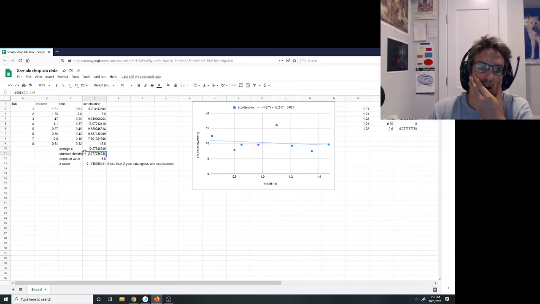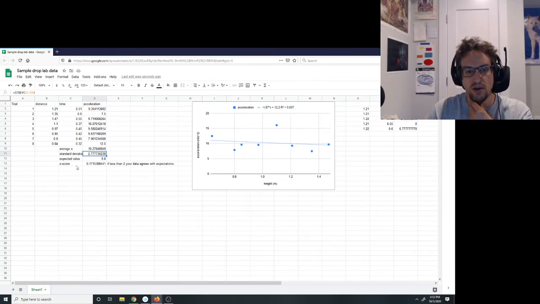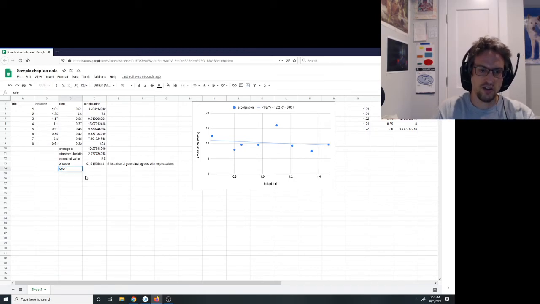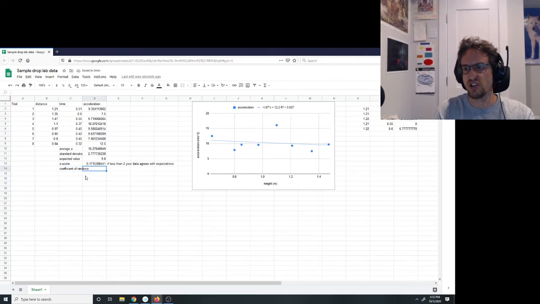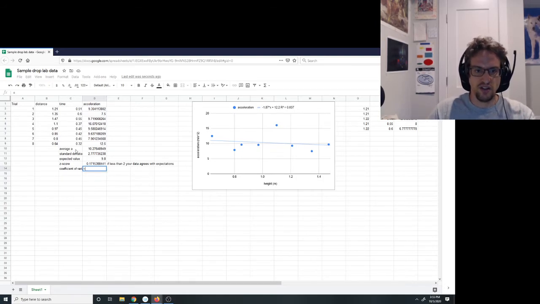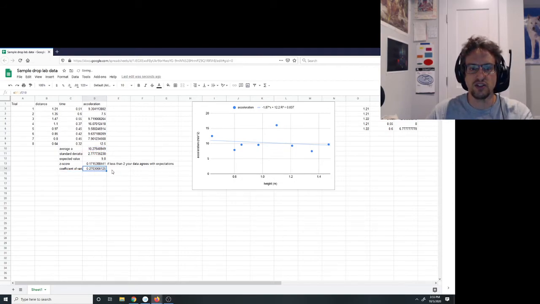Okay. All right. The next thing you want to do, so we got that. That's our z-score. The next thing we want to do is look at our error. Okay. So our coefficient of variance is a measure of how much our results varied. So that is equal to the standard deviation divided by the average. And the reason we do that is so it's kind of a percent. So on average, our results were like 27% different. That's pretty big, but actually not surprising given our timing.